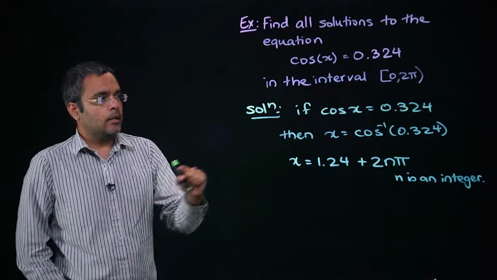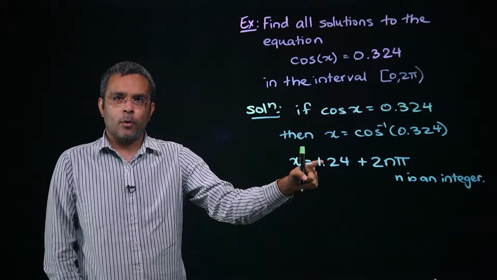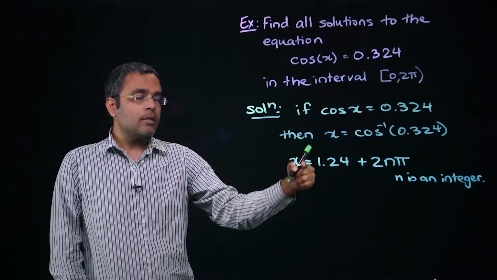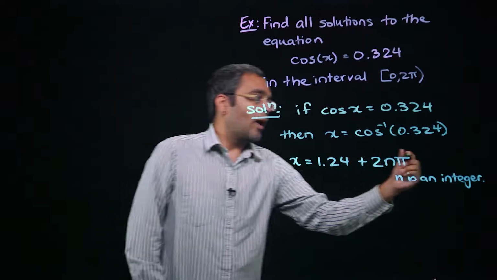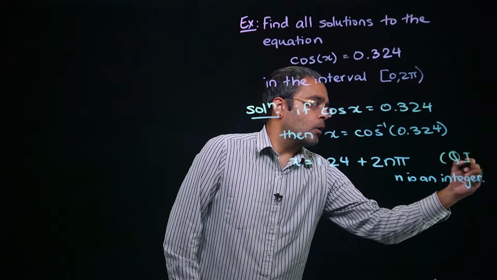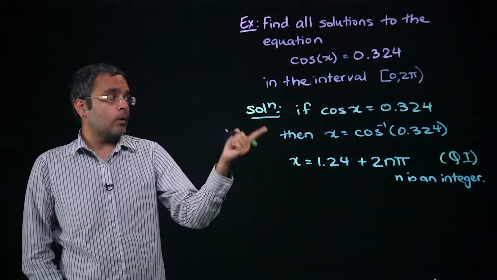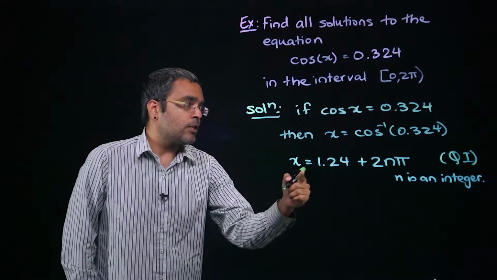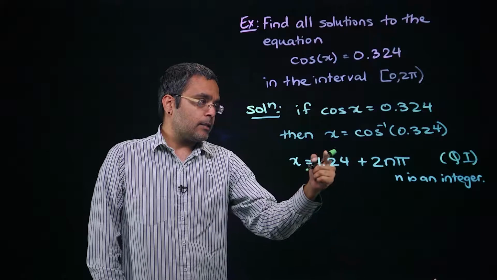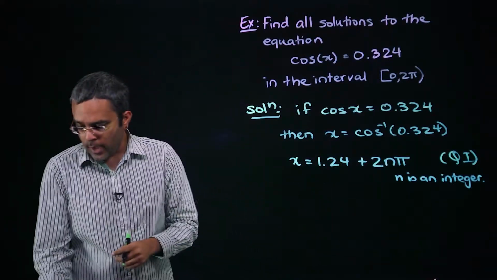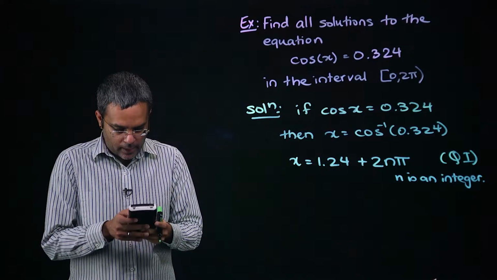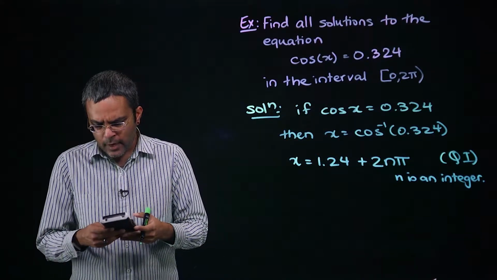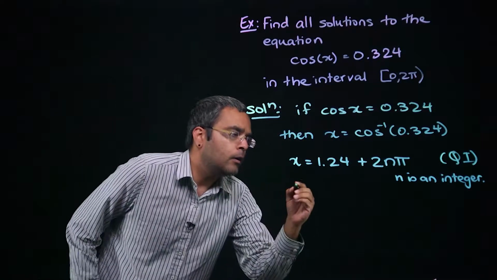Now, 1.24 is in the first quadrant. We also know that cosine, right, is positive in the fourth quadrant. So while this one is in quadrant 1, we also want to find all solutions. We want to look at what points I have in my fourth quadrant, and so that's going to be subtract 1.24 from 2 pi, so this is 2 pi minus 1.24. And that gives me 5.04.